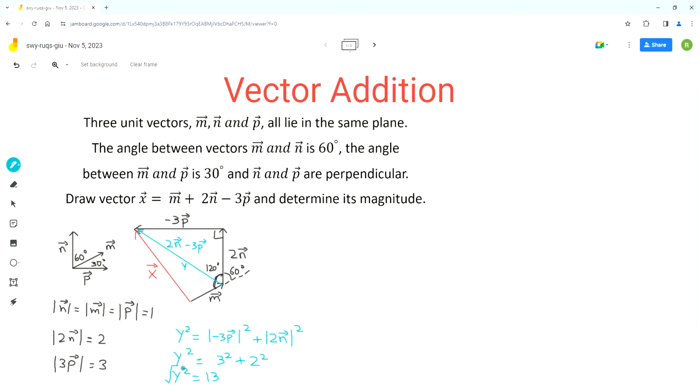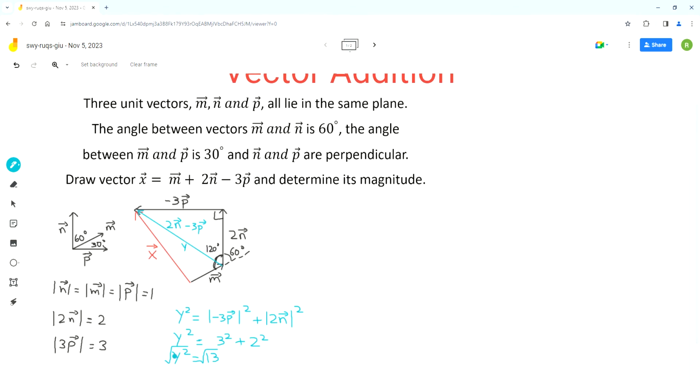We apply square root to both sides because we have to change y squared to just y. So the square root and the square cancel each other out, so we get y equals square root of 13. So that's the magnitude of this blue side. Now we have to find this blue angle here, because we know this black angle here in total is 120 degrees. So if we find this blue angle, then we can find this angle here, which is part of this smaller triangle, which we can then use to find the magnitude of vector x.